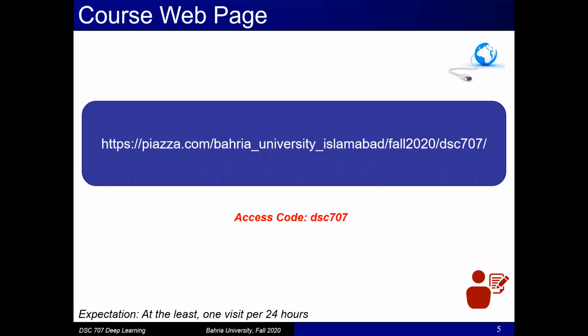I think almost all of you have already joined, but in case any of the students could not join, you can simply join your course, and the access code is DSC707, which is the same as your course code for deep learning.